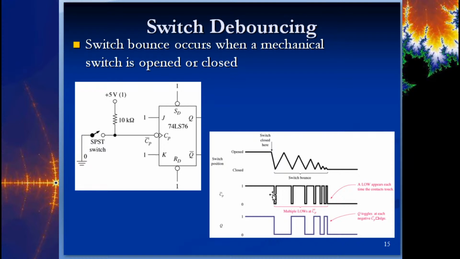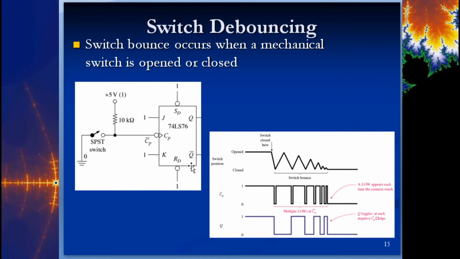So here we close the switch, it hits and bounces. The switch physically oscillates and bounces until it dissipates all that energy. Now, that's a problem for something that's not been debounced, because that could be accepted here.